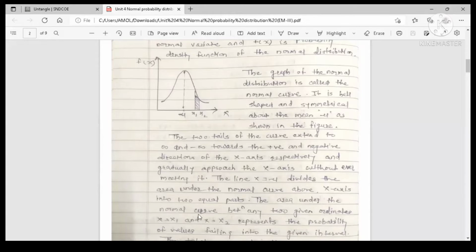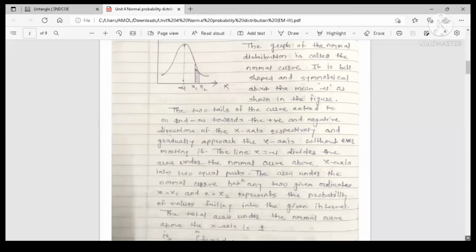The area under the normal curve between any two given ordinates x1 and x2 represents the probability of the values falling into the given interval. The area between these two ordinates x1 and x2, this shaded portion, represents the probability between these two ordinates.